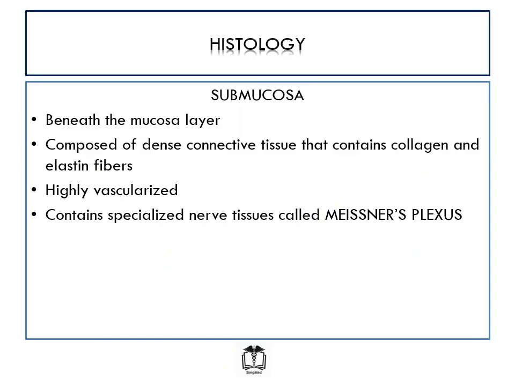The second layer of the stomach histologically is the submucosal layer. It is the layer beneath the mucosa. It's a layer that is composed of dense connective tissue that contains collagen and elastic fibers. It contains a lot of vessels. It is highly vascularized. And most importantly, there is a form of specialized nerve cells found in the submucosa called the Meissner's plexus. The Meissner's plexus, alongside another set of nerves, tends to form what we call the nervous system of the GIT, the enteric nervous system.